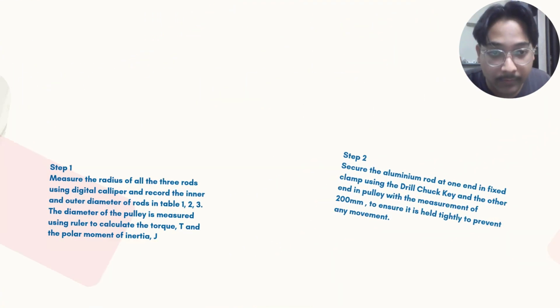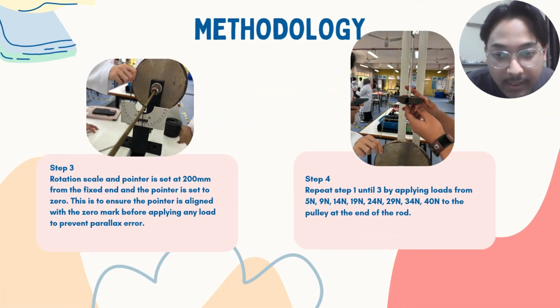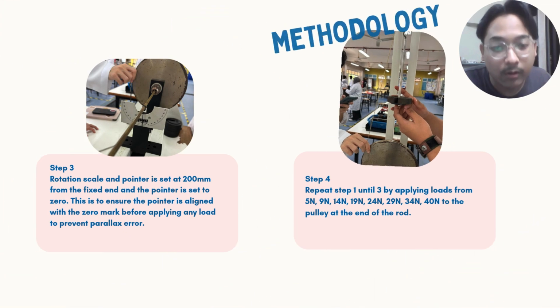to prevent any movement. For step 3, the rotational scale and pointer is set at 200 millimeter from the fixed end and the pointer is set to 0. This is to ensure the pointer is aligned with the 0 mark before applying any load, to prevent parallax error. So step 4, repeat steps 1 until 3 by applying loads from 5 Newton until 40 Newton to the pulley at the end of the rod.